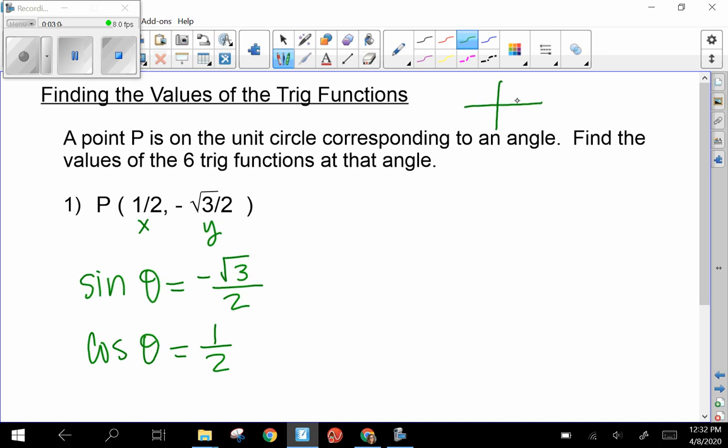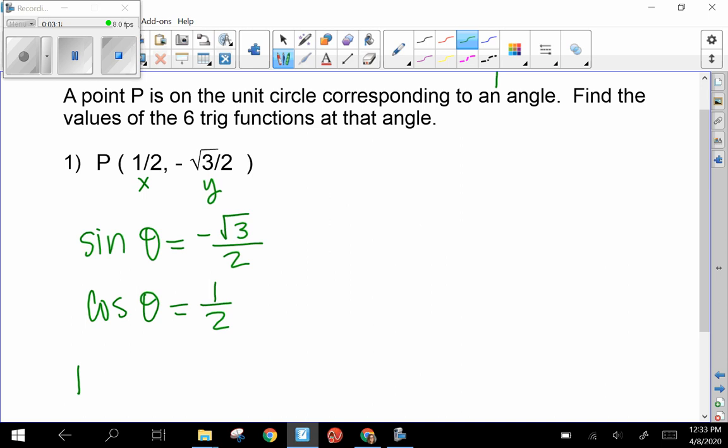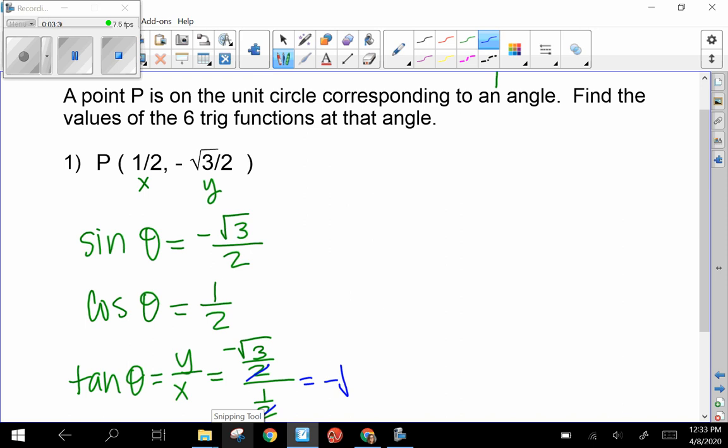Now that we have the sine and cosine value information, we can identify what quadrant this angle's in. It's where cosine or x's are positive, so that narrows it down to quadrant 1 and quadrant 4. But it's where our y values or our sine values are negative, so this angle must be in quadrant 4. Then I'm going to do tangent. Tangent is equal to sine over cosine, or y over x. So that would be -√3 over 2 divided by 1/2. Multiplying by the reciprocal, or you can also cancel the denominators right away, we're going to come up with -√3.